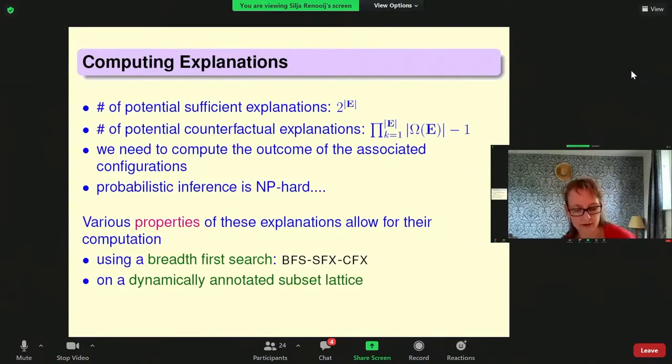And fortunately, there are various properties of the explanations we defined, which are listed in the paper. And I'm not going to discuss them here, but they do allow us to do a breadth-first search, which we will now call the BFS, SFX for sufficient explanation and CFX for counterfactual explanation, on a subset lattice, which we annotate dynamically so as to limit the number of computations we actually need to do.